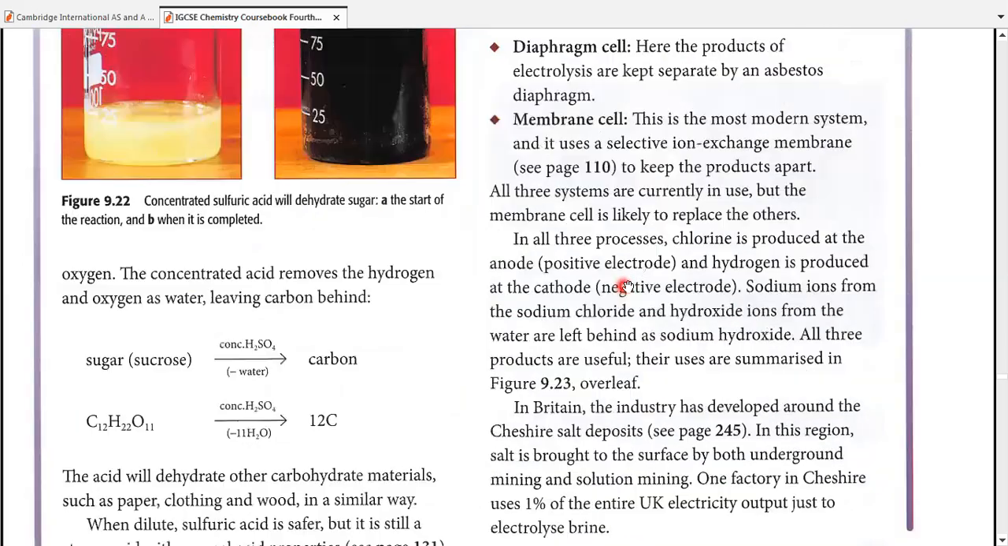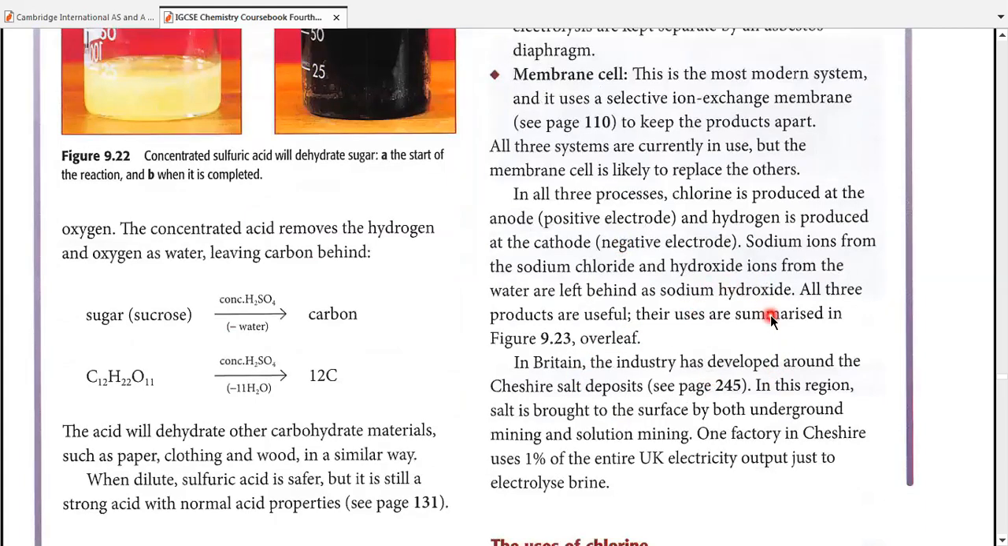In these three processes, we have a anode and a cathode, and there are 4 kinds of ions, and these 4 kinds of ions come together to give 3 products. I've already discussed this part. In Britain, the industry is Cheshire salt deposits. The salt is brought to the surface by both underground mining and solution mining. One factory in Cheshire actually uses 1%. I hope I'm taking the pronunciation of this name right, whether it's Cheshire or Cheshire, whatever that is. But 1% of the entire UK electricity output just to electrolyze brine.